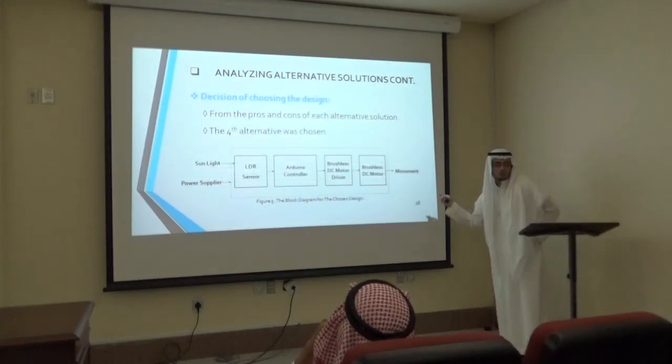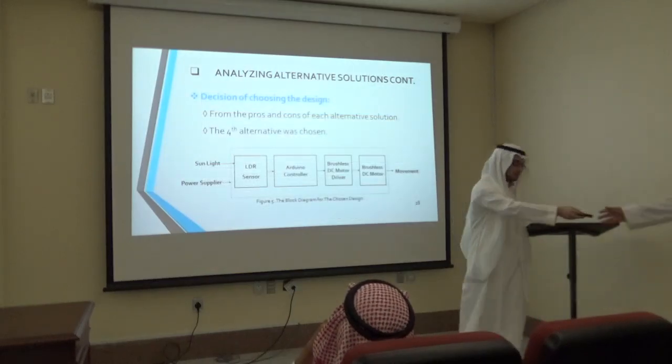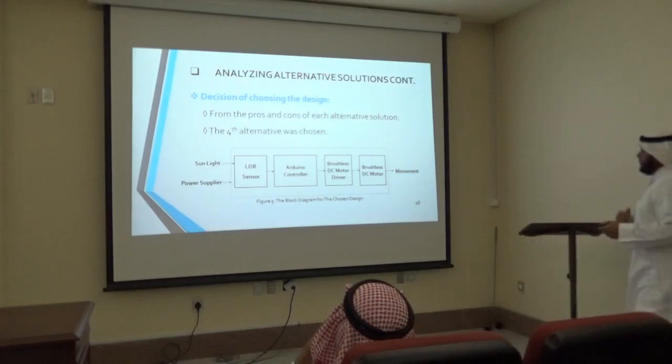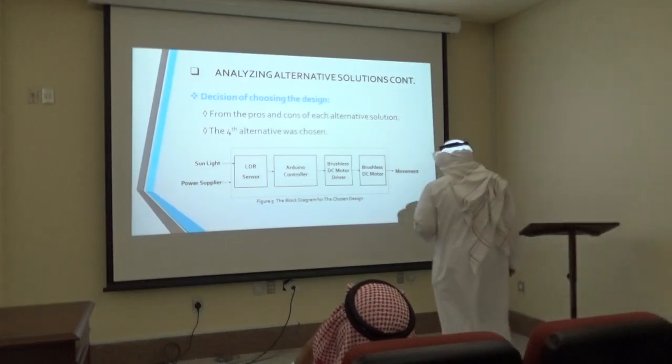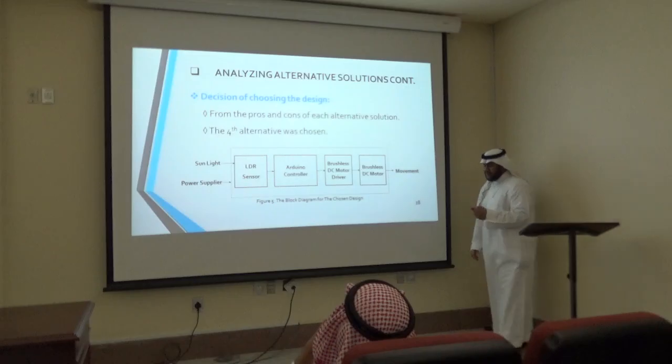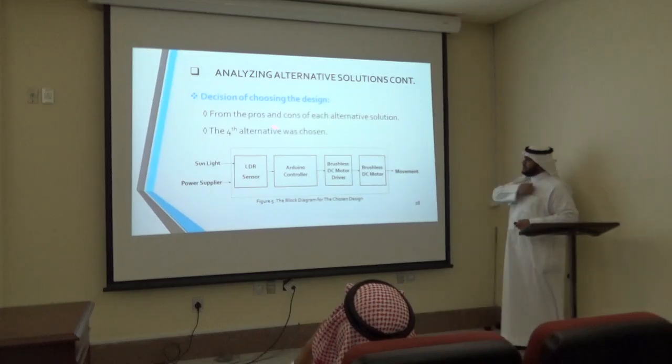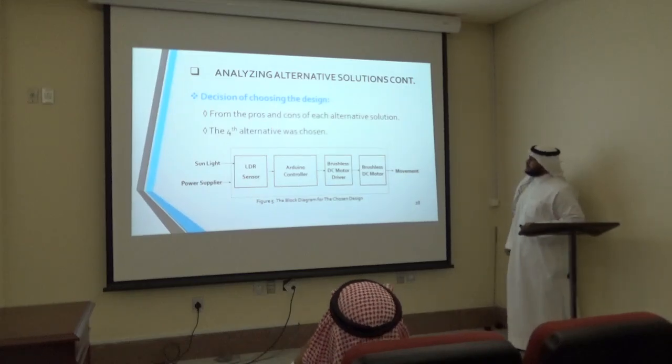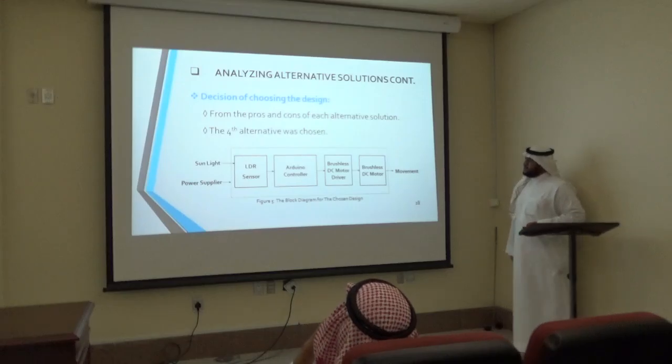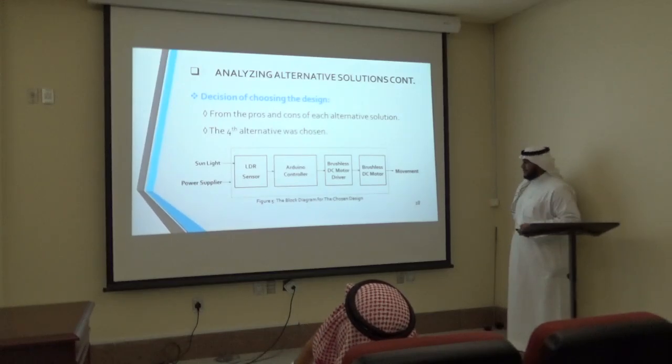And the decision will be by Ibrahim. So, as my teammate Muhammad said, alternative 4 is the best one because of the pros and cons of all of them. We have chosen the fourth alternative. The block diagram is shown here, as Muhammad said.